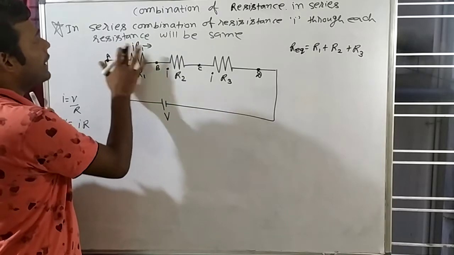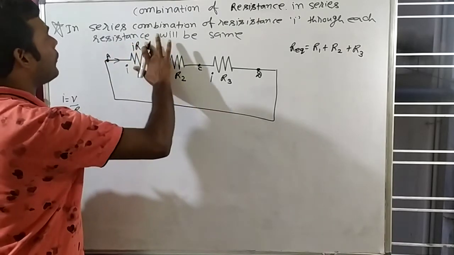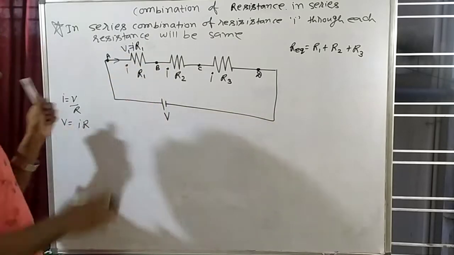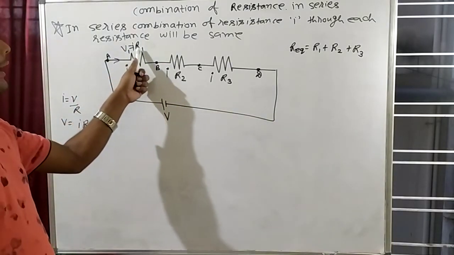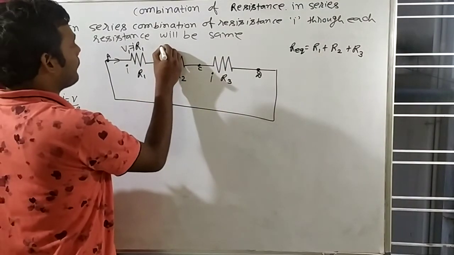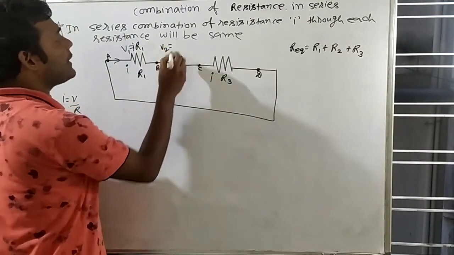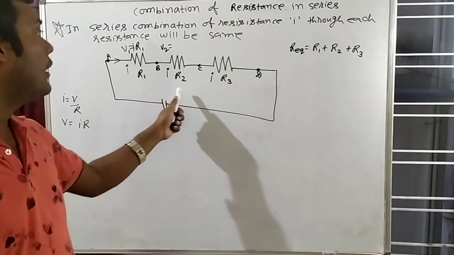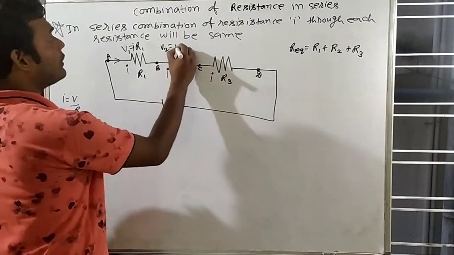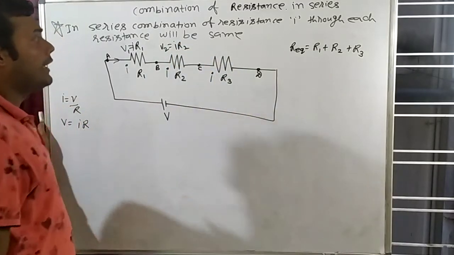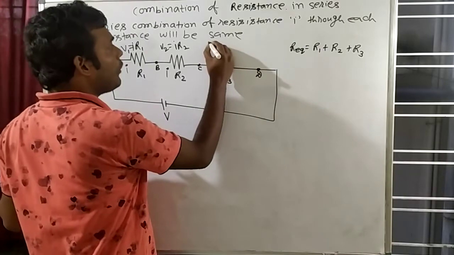So can we say that V1 is equal to IR1? V1 means potential difference across first resistance is equal to I into R1, correct? Into resistance. So what will be V2? V2 is potential difference across second resistance, that is current through the second resistance. So how much is the current? I, and how much is the resistance? R2. So what will be V2? I into R2. Similarly, what will be V3?